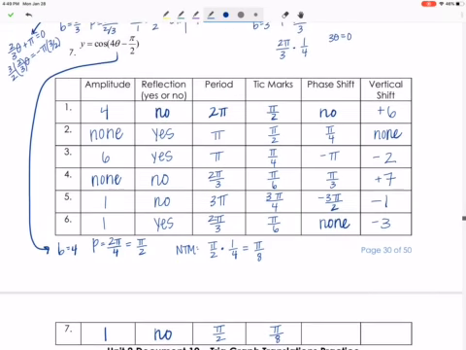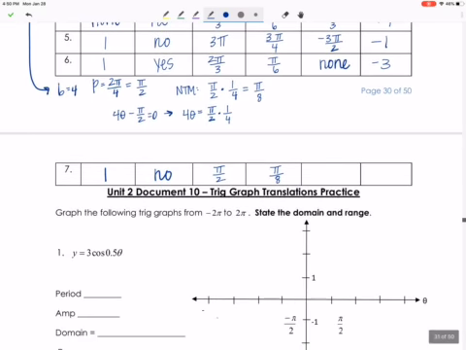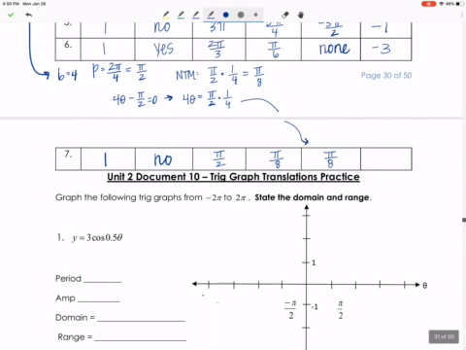Our phase shift, looking at my parentheses, if I set 4 theta minus pi over 2 equal to 0, first we would have to add our pi over 2, and then we would have to divide both sides by 4, or in other words, multiply by 1 over 4. So my phase shift is going to be a positive pi over 8. And then we have no constants added or subtracted, so no vertical shift.